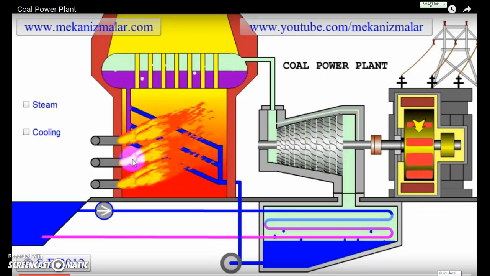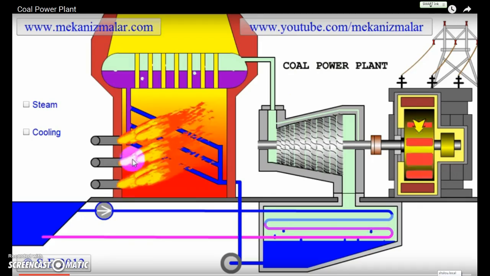Welcome to this video. We're going to learn how a coal-fired power plant works. Now, it doesn't have to be coal that we use. It could be natural gas or other things. Here's the basic process. Over here you have a furnace. The furnace burns whatever fuel you're using.